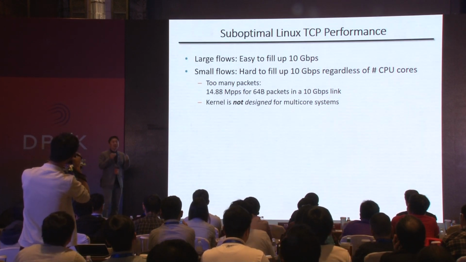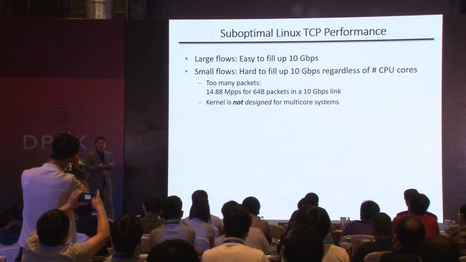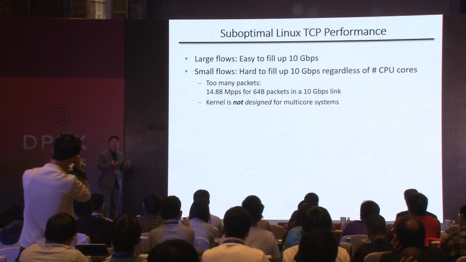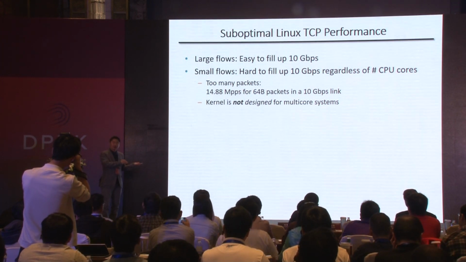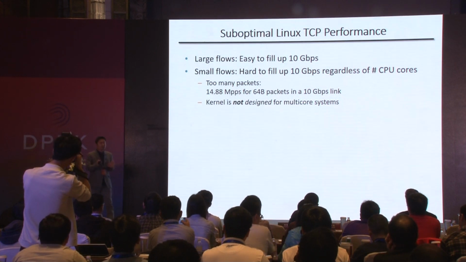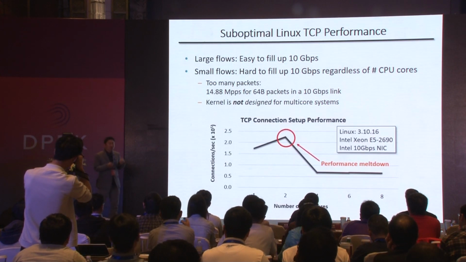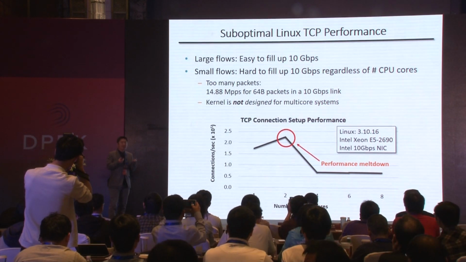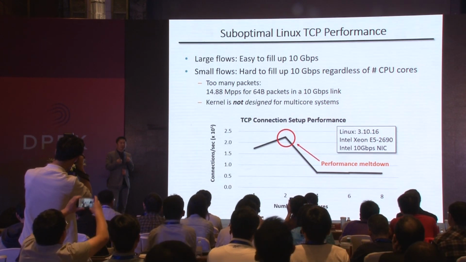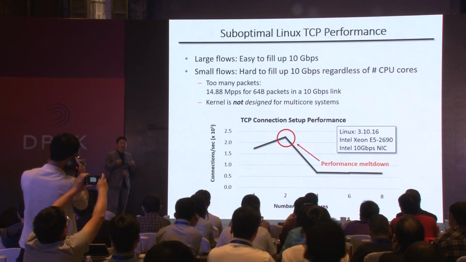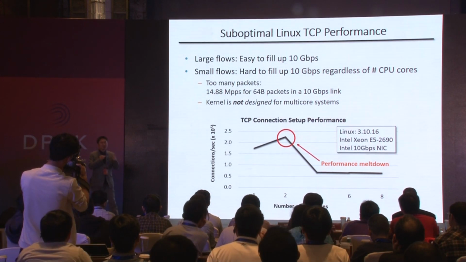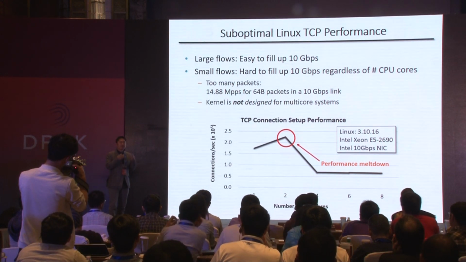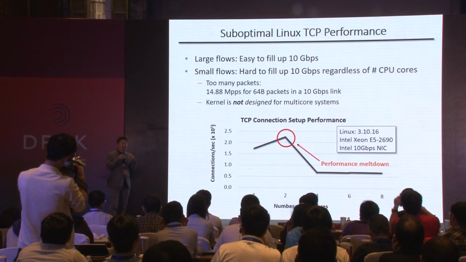Also, the general purpose kernel is not actually designed for multicore. It was designed a long time ago, so the API is not really suitable for multicores. We did a simple test to show this problem. We measured the number of connections you can create per second using a server. What the server is doing is really simple: it just accepts a connection and closes the connection in a tight loop.